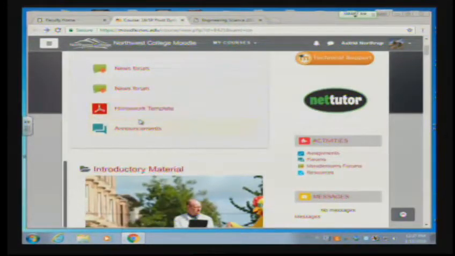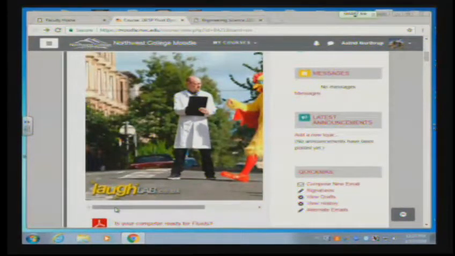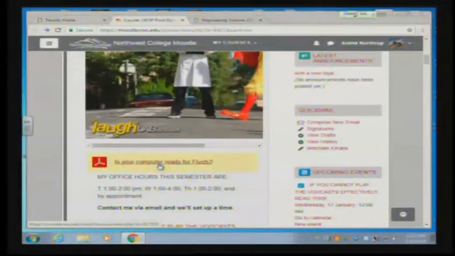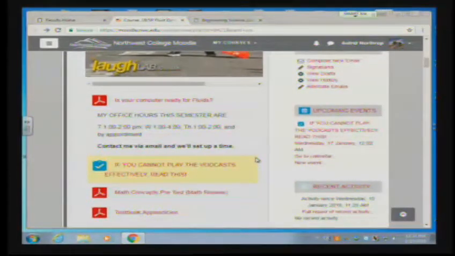All right, so that's the homework template. I never put up announcements, but you never know. We like to think about, is your computer ready for fluids? It probably is. That's sort of an older document, especially for people who were overseas while they were taking this class from me. I wanted to make sure that we didn't have any surprises at the end of things.